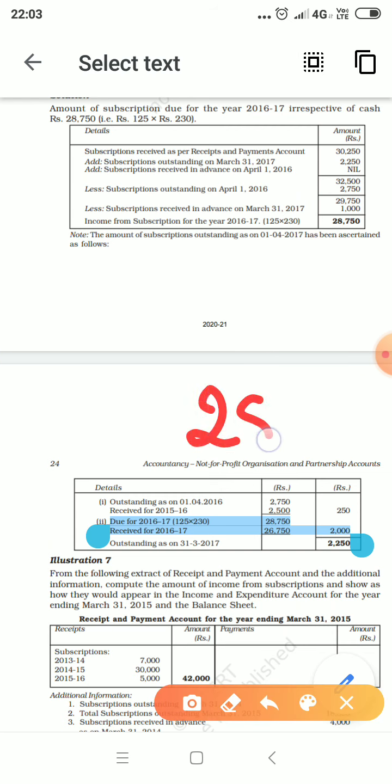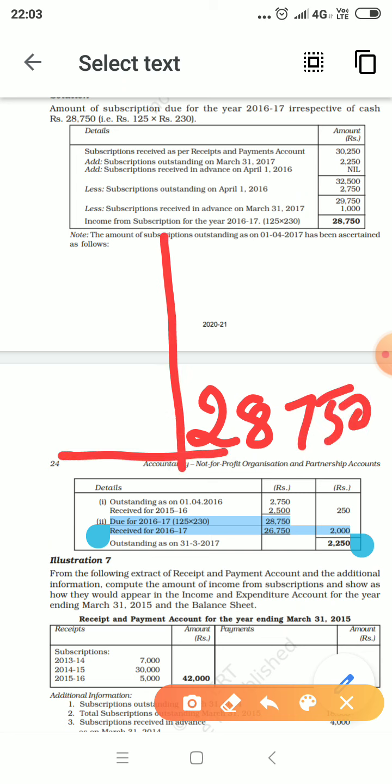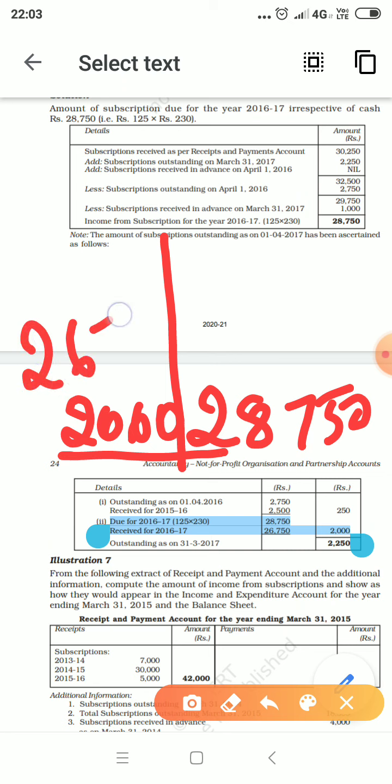We'll show 28,750. In the inner column you have to show 2,000 and 26,750. You have to show only this much in your income and expenditure account. 26,750 plus current year's outstanding 2,000, total 28,750. If it is a full-fledged sum, just show this.